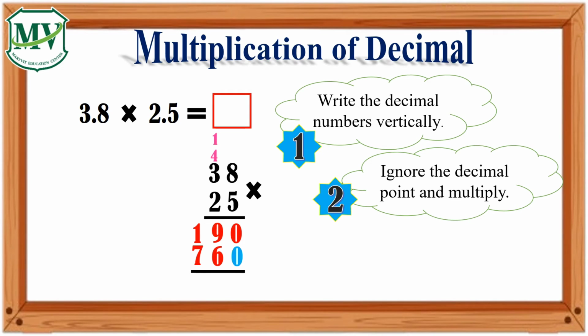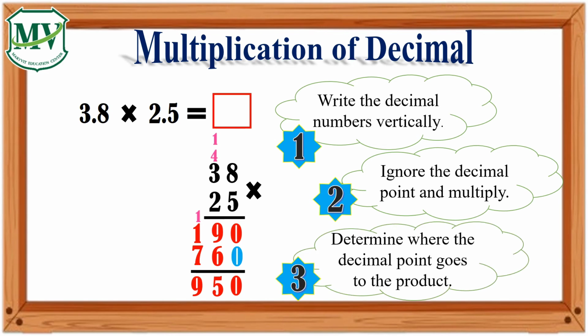Now let's add. 0 plus 0 equals 0. 9 plus 6 equals 15. Carry 1 to hundredths place. 1 plus 1 equals 2 plus 7 equals 9. Last step, determine where the decimal point goes to the product.